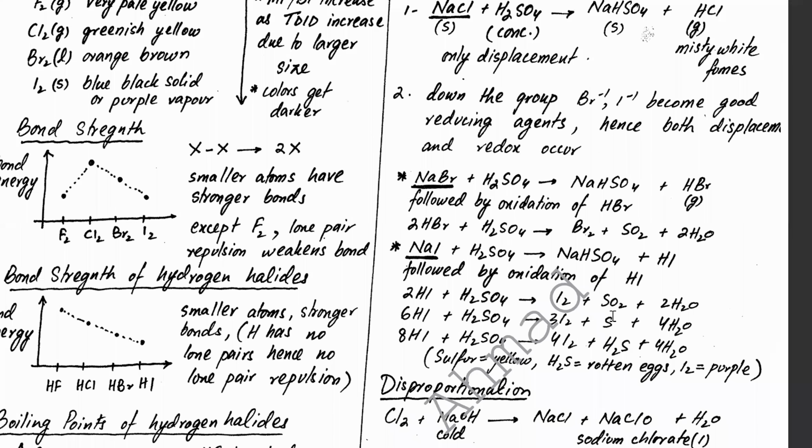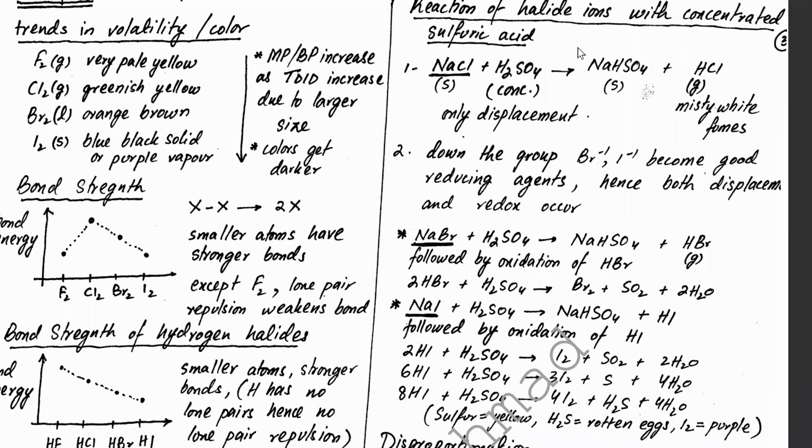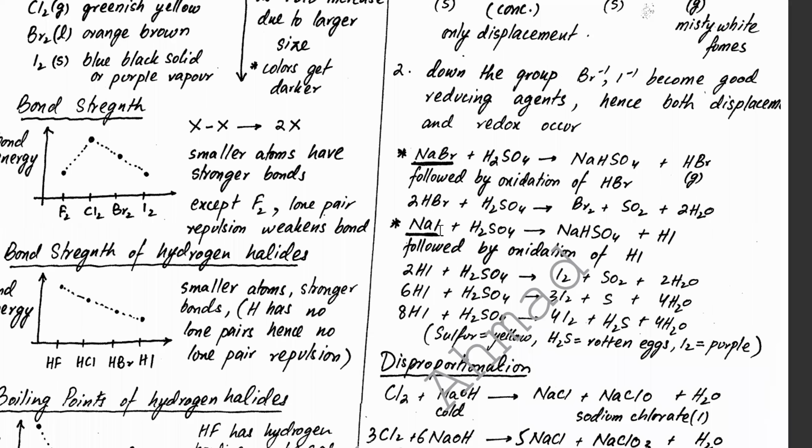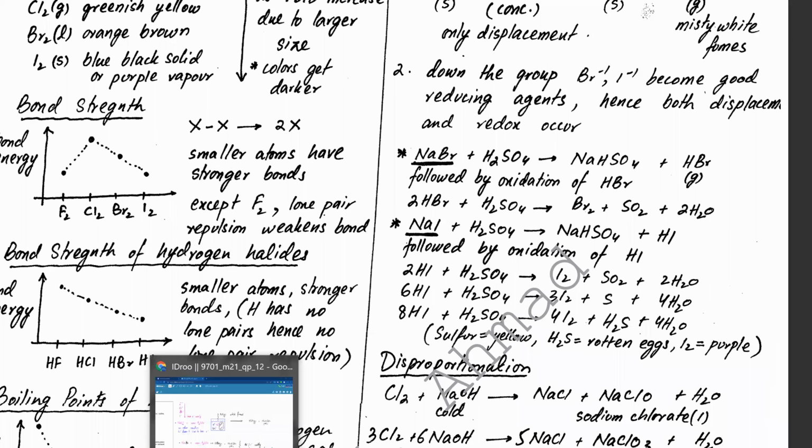So you remember this for group 17, this is very important. Cl-1 is not a good reducing agent, it doesn't like to lose electrons, which is why you only get displacement. No redox happens, you get HCl gas, that's it. Down the group, you're still getting displacement, but now it's mostly redox. I-1 is going to be mostly redox. It would mostly be losing electrons, and the other one would mostly be gaining electrons to form all of these products. So that's the summary of this whole topic.